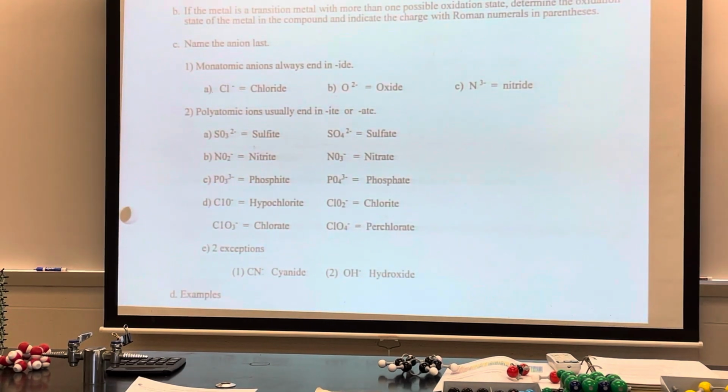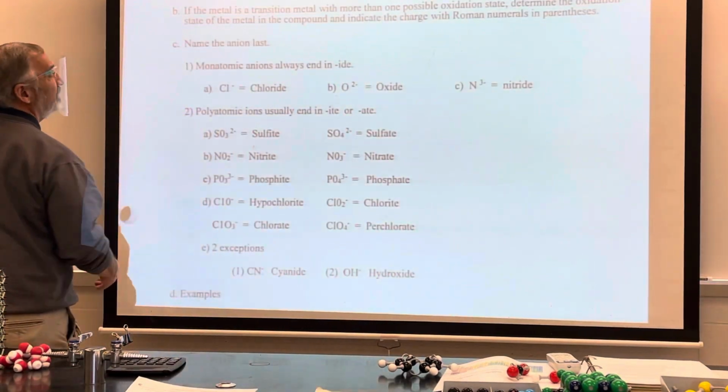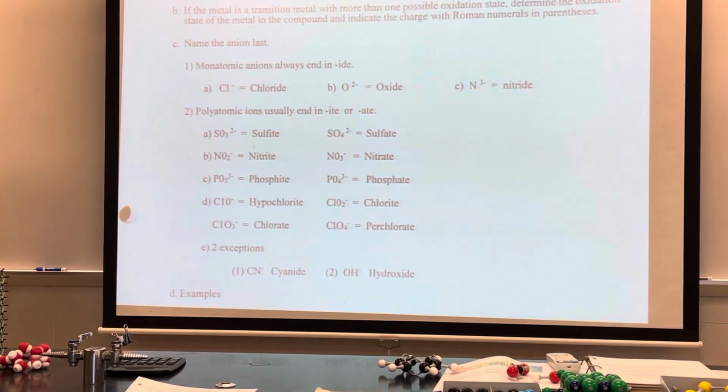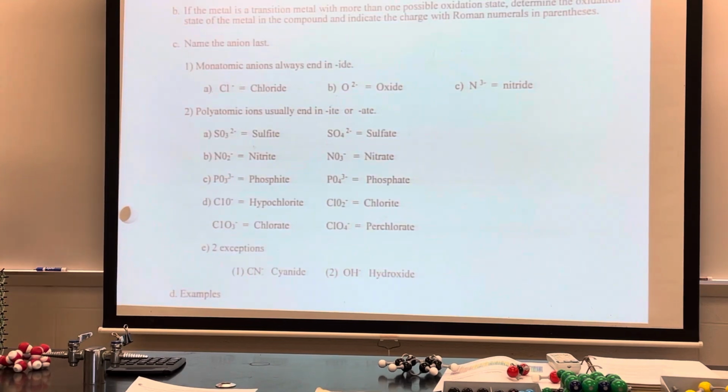No, this whole thing is getting oxidation states and all that taken care of. Okay, so we have three types of compounds: ionic, covalent, and acids. We're going to look at ionic first, okay? And we're going to look at naming ionic compounds first.